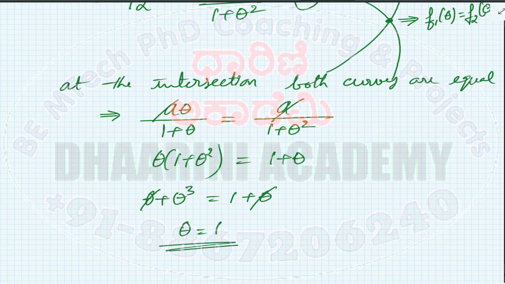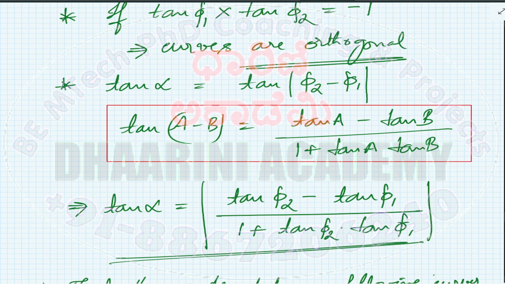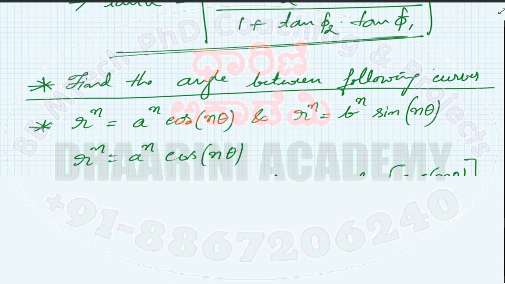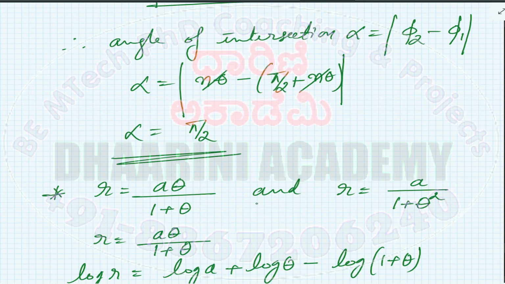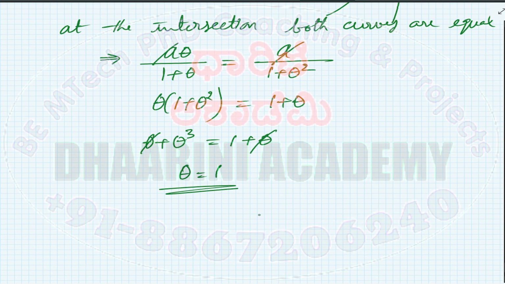So in case 2, I'll go back to the two cases. In case 2, whenever we are not able to represent phi 1 and phi 2 in terms of theta directly, take tan phi 1 and tan phi 2. So how do you get tan phi 1 and tan phi 2? In this problem, we have cot phi 1 and cot phi 2. So cot phi 1 is given in equation number 1. Let me write that now. Cot phi 1 is equal to 1 by theta into 1 plus theta. This is what we have proved.